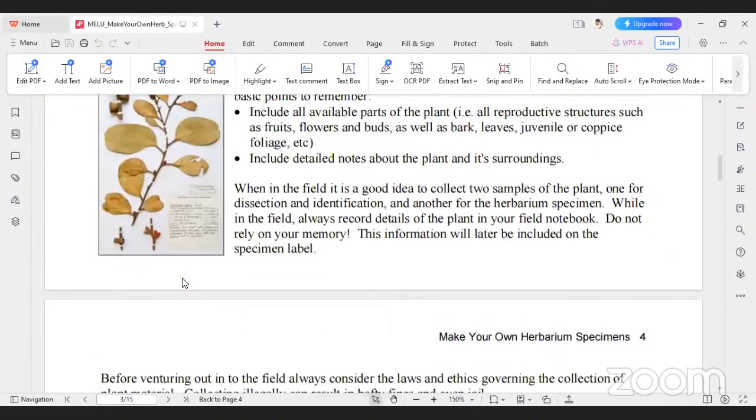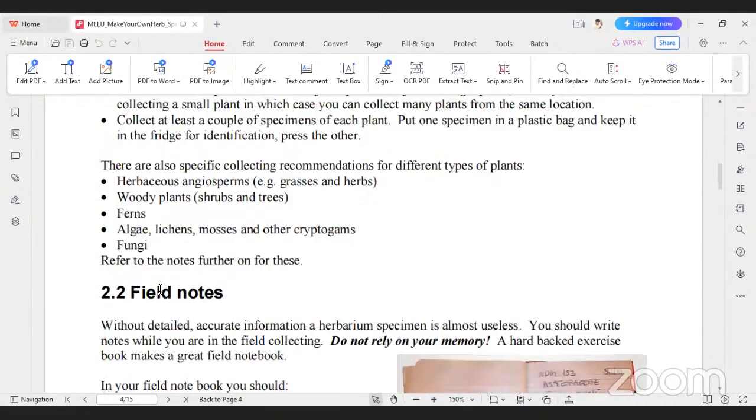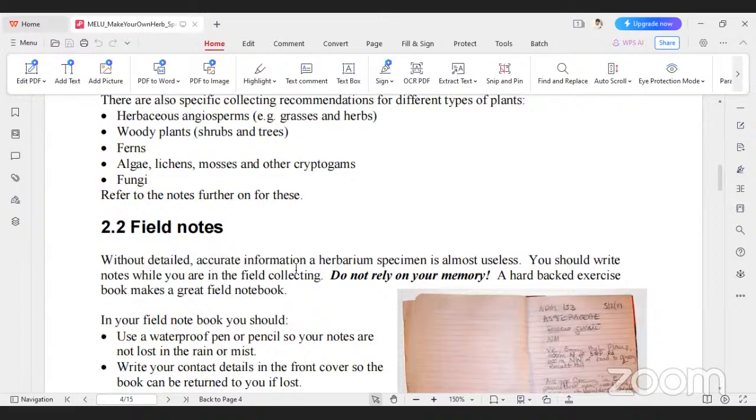In field notes, without detailed, accurate information, a herbarium specimen is almost useless. Already you collected the plant, but you did not record the information. Without information, how can you recognize it for future purposes? So you should write down the information of the plant.